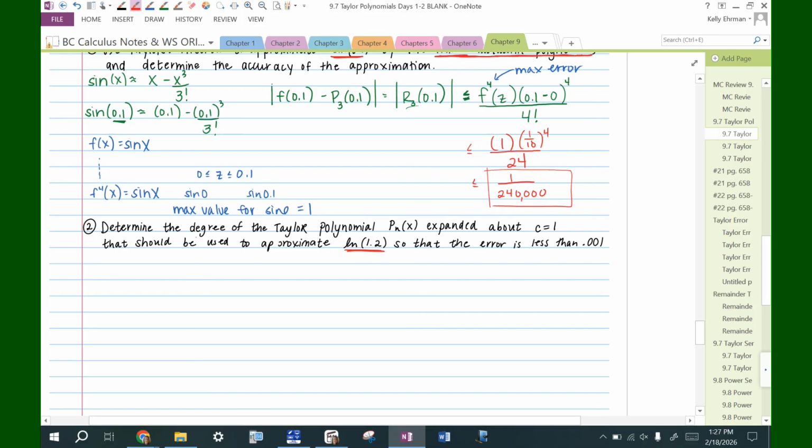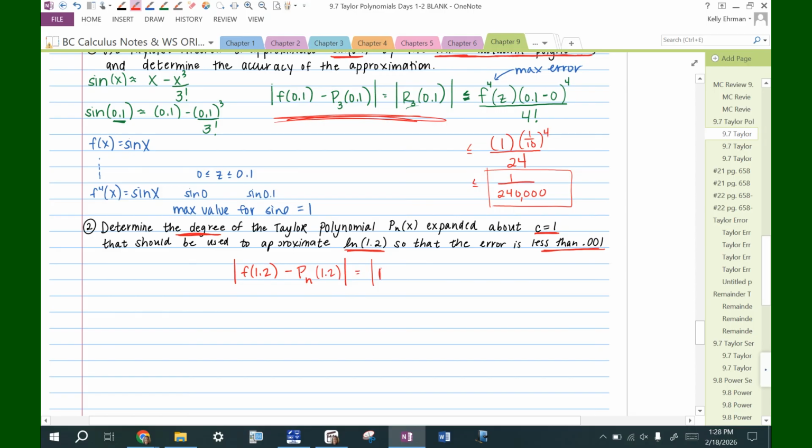So determine the degree of the Taylor polynomial expanded about c equals 1 that should be used to approximate ln of 1.2 so that the error is less than 0.001. Okay, so let's just set this up to begin with. I always like to set up this formula because it gives me direction, like where am I supposed to be going with this? So we are trying to approximate f of 1.2. It's telling me to plug in ln of 1.2. And we're going to approximate that with some sort of Taylor polynomial, but I don't know the n, so I'm just going to write p sub n of 1.2.